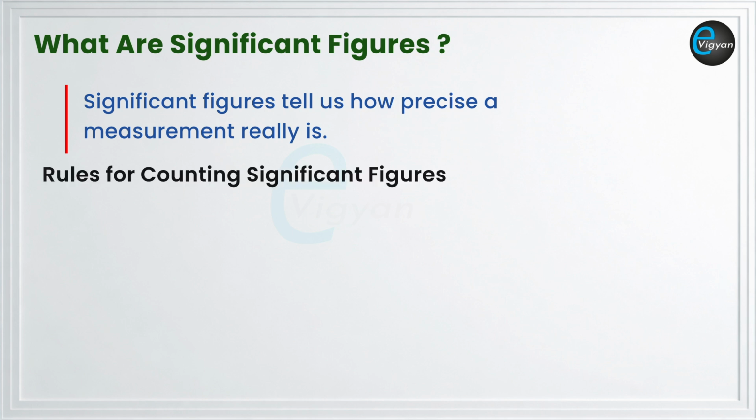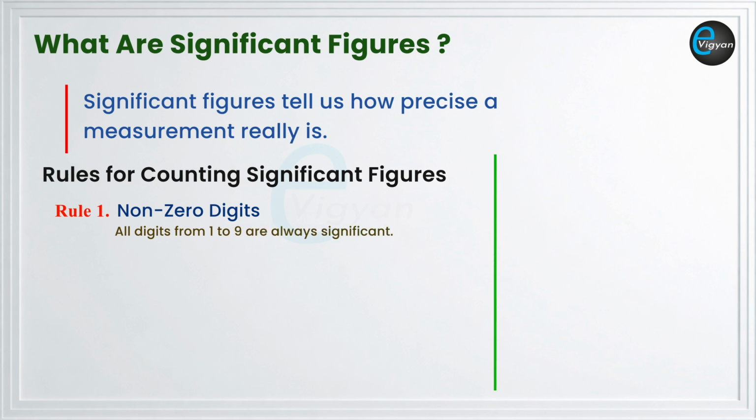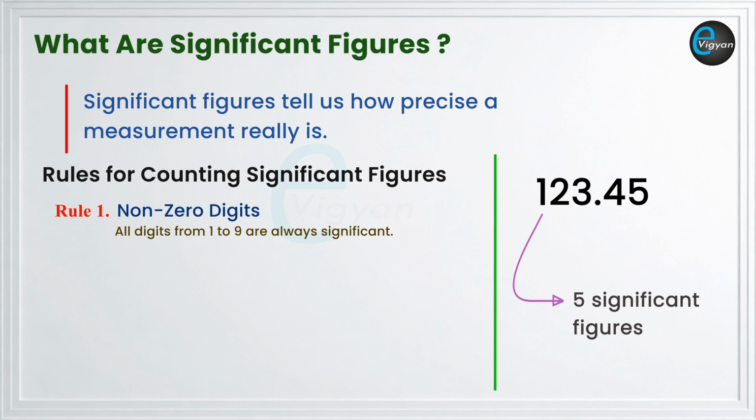So now let's discuss the rules of counting significant figures. There are many rules. The first rule is non-zero digits. All digits from 1 to 9 are always significant. For example, 123.45 has 5 significant figures because here all digits are non-zero.